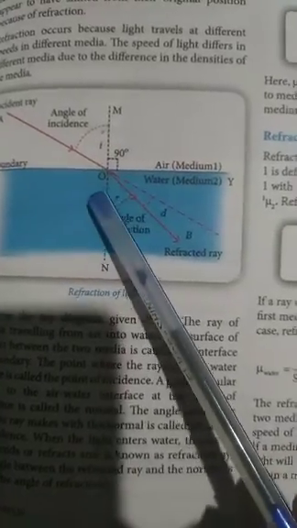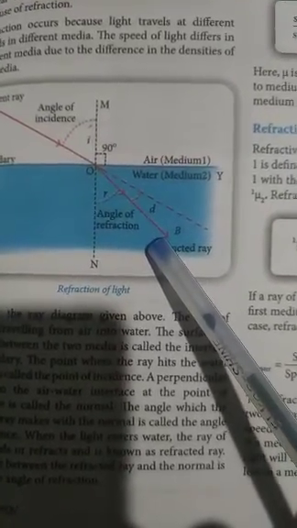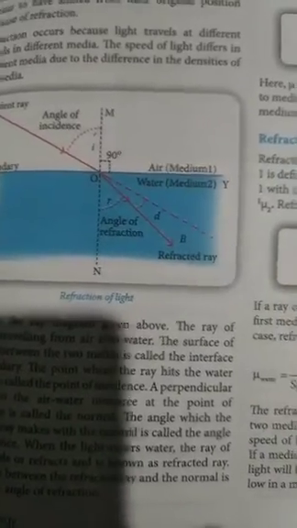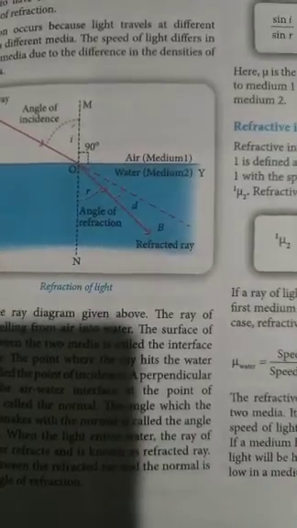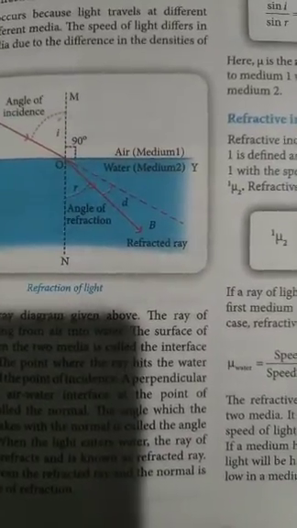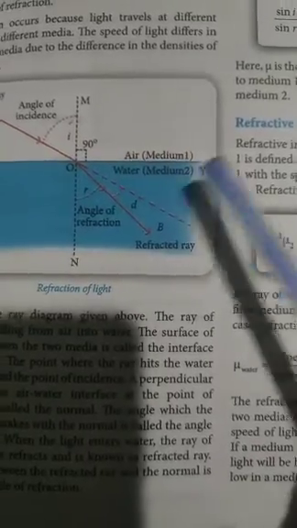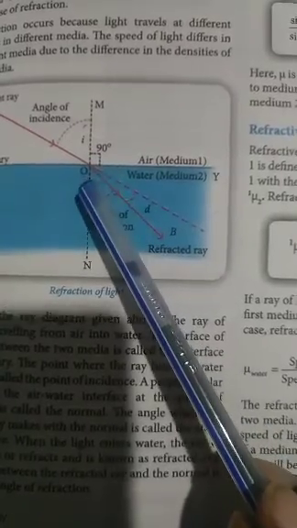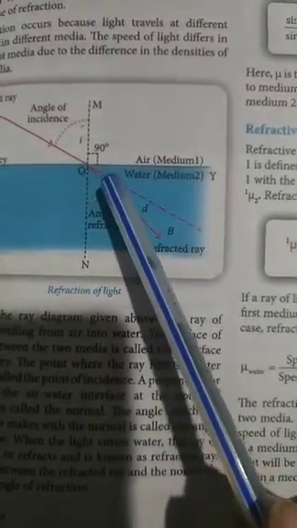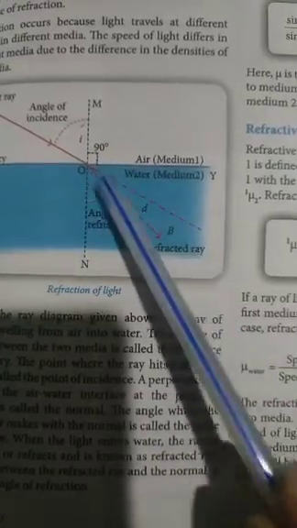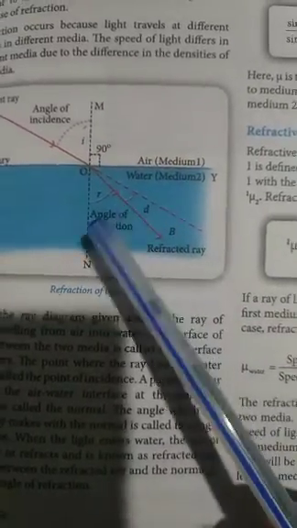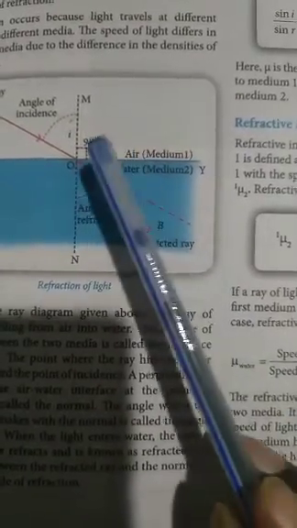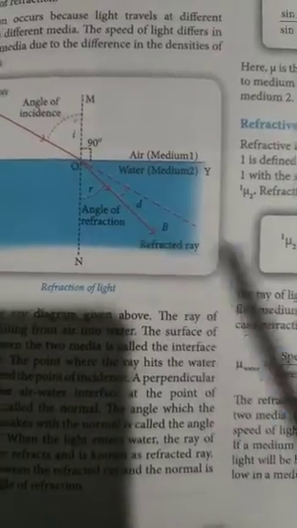When the light enters the water medium, the ray of light bends from its original path. It means that the ray of light is refracted. The ray of light which is in the water medium, OB, is called the refracted ray, and the angle between normal ON and refracted ray OB is called the angle of refraction.